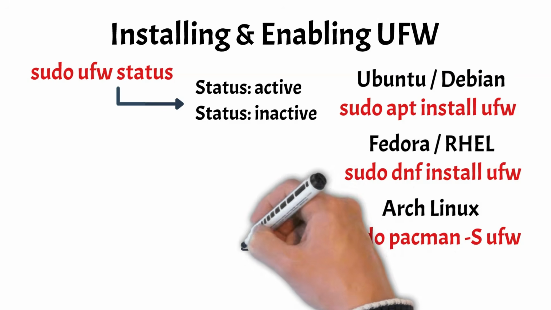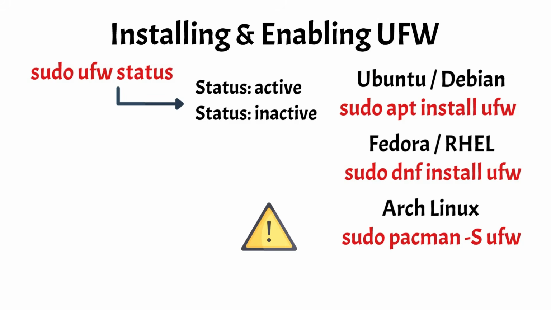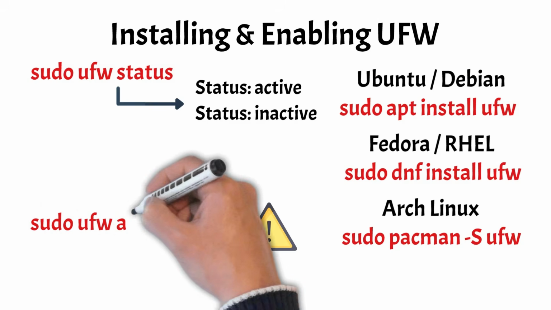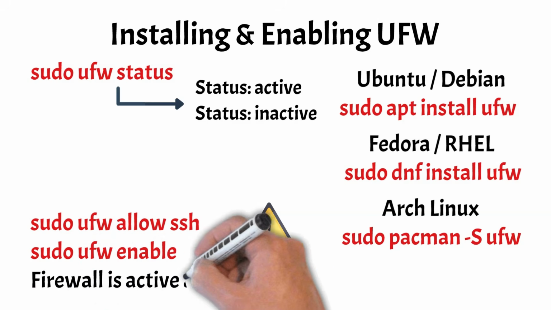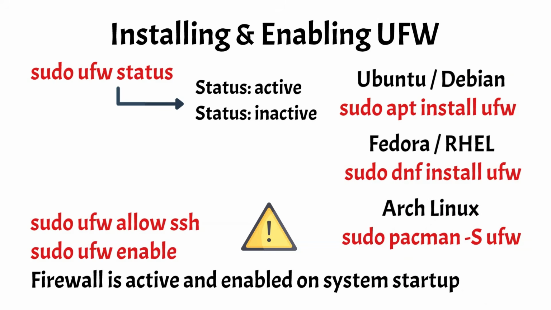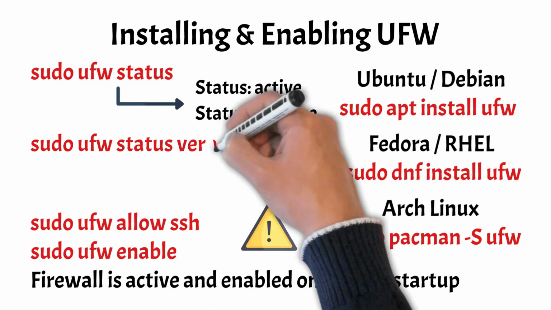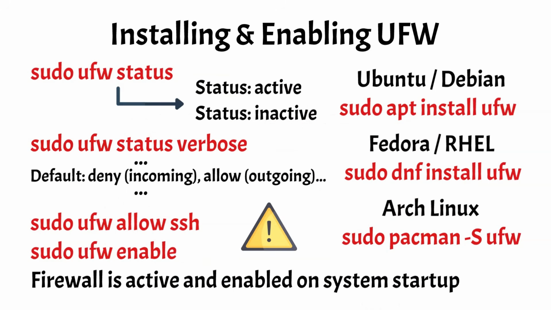Before enabling the firewall, there's one important thing to keep in mind. If you're connected over SSH, make sure to allow SSH access first. Otherwise, you risk locking yourself out of your own system. Once that's taken care of, you can enable UFW with a single command. This activates the firewall and, on most systems, ensures it starts automatically on boot. Finally, you can confirm everything is working by checking the status in verbose mode, which shows your active rules and default policies.